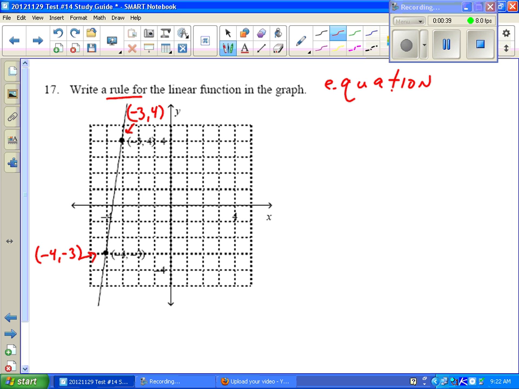So we have 2 points. We'll call this one x sub 1, y sub 1. We'll call this one x sub 2, y sub 2. We'll plug it into the slope formula. Again, the slope formula is the change of y over the change of x.